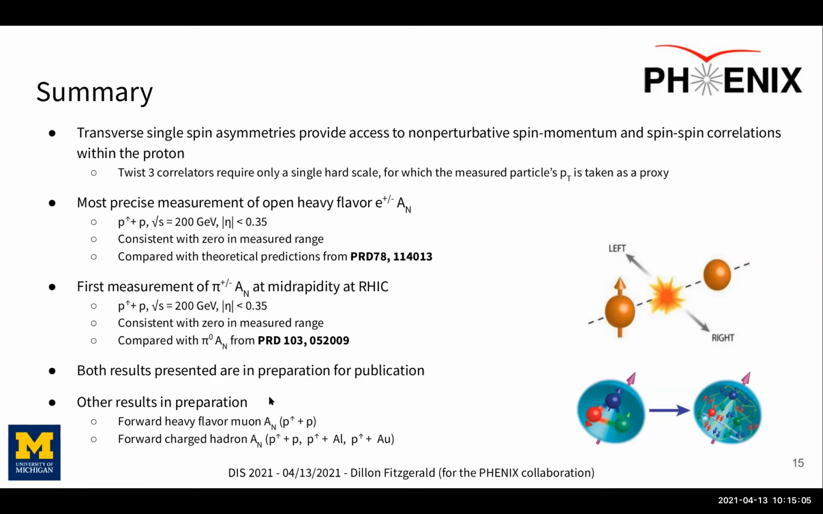And I just really quickly mentioned other results we have in preparation: a forward heavy flavor muon A_N result, which will be more statistically precise than anything PHENIX has released, and a forward charged hadron A_N, which is quite interesting because it will show nuclear dependence as well.